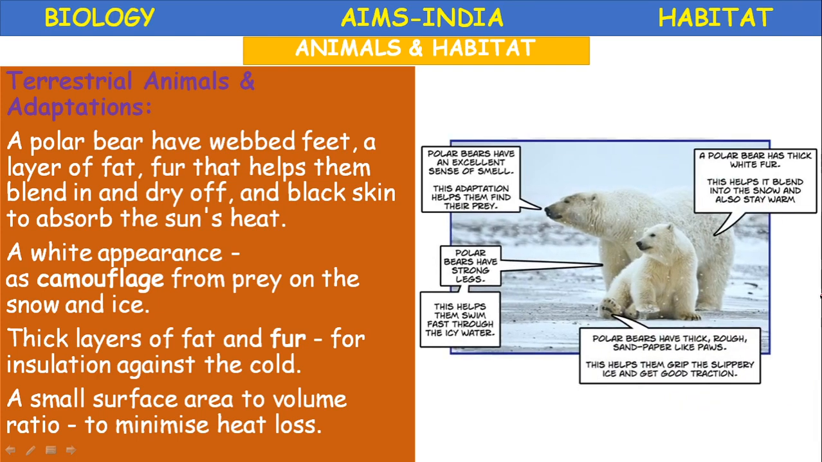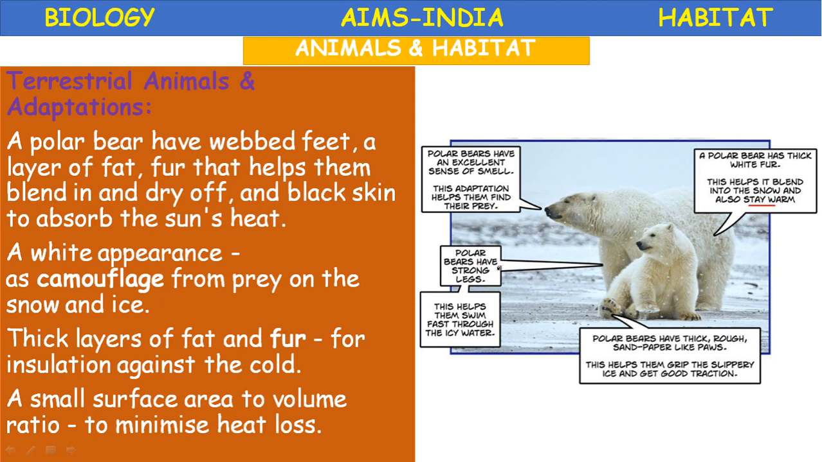So if you see a polar bear, it shows the following adaptations. A polar bear has thick white fur. This helps it blend into the snow and also stay warm. A polar bear has thick, rough, sandpaper-like paws, underneath the feet. This helps them to grip and prevents slipping on the ice and gives good traction, meaning it can move freely without skidding on the smooth ice surface.